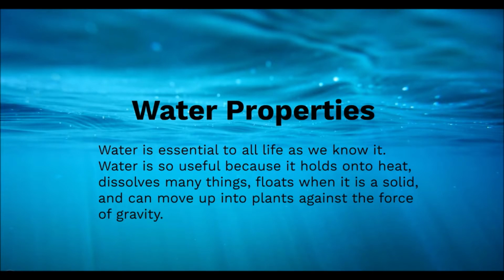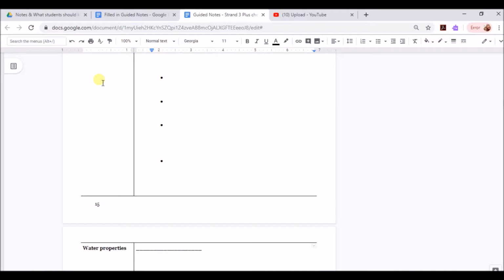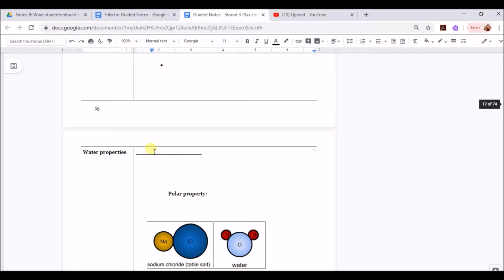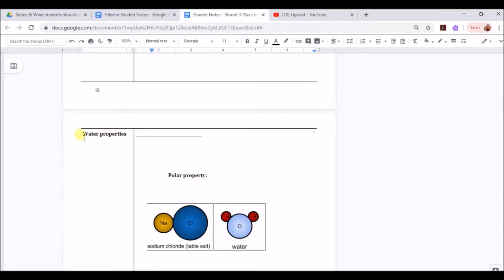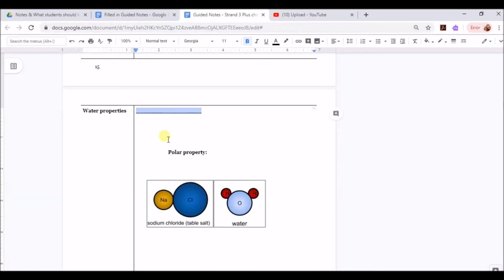So let's start with the first property of water. Now this is water properties. It is mimicked in your notes. You should see that right here on page 16 where it says water properties, and then it has a blank. That's where you're going to write universal solvent. So write this word right here, universal solvent, at the top of your notes.